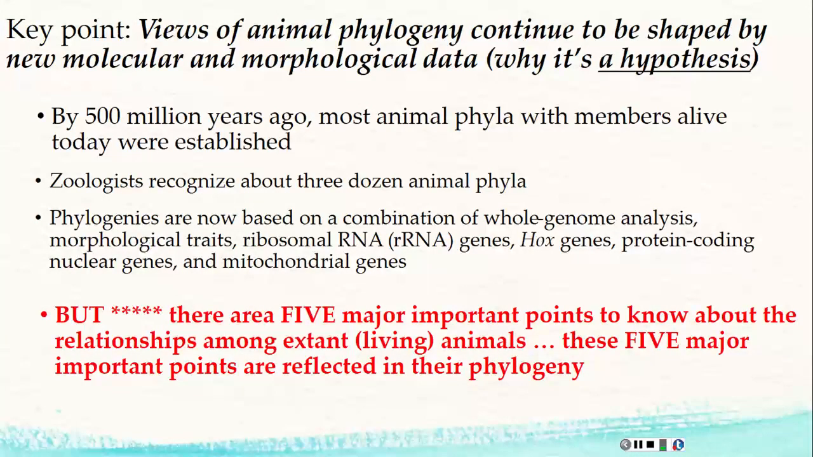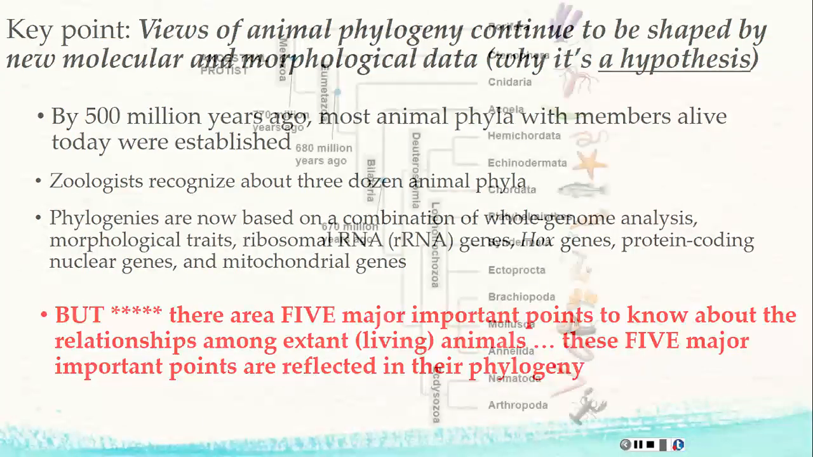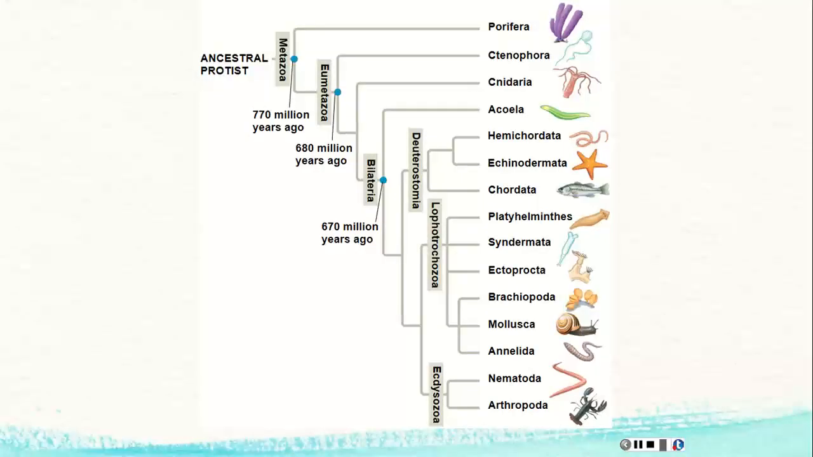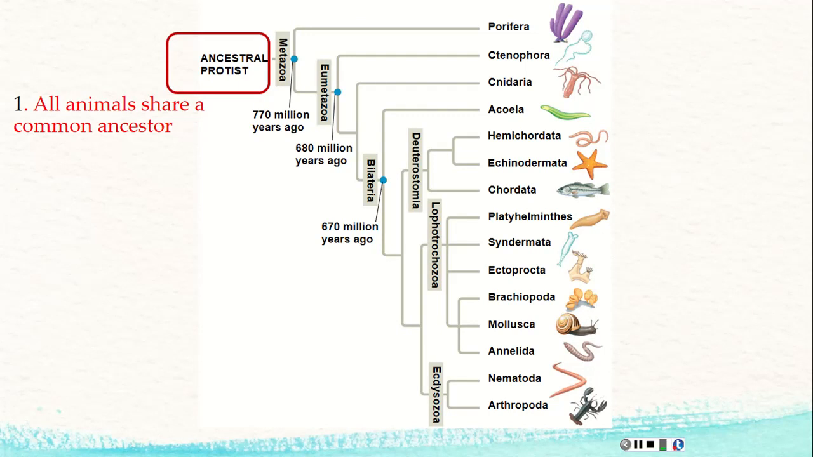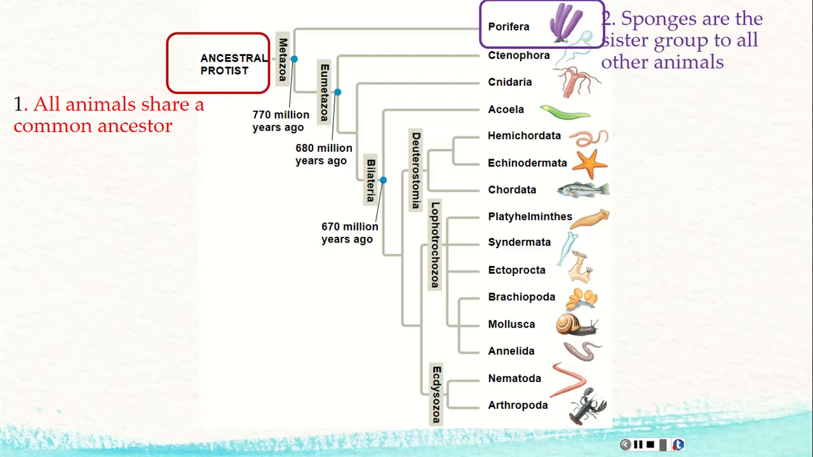But having said that, there are 5 major important points to know about the relationships of extant, which, remember, extant means living animals, and these are really important to point out as we reflect upon the current phylogeny hypotheses. So let's take a quick look here, okay? So again, these are our 5 major points that we need to keep in mind as we're going through our evolutionary histories and relatedness. All animals share that common ancestor, so that ancestral protist.